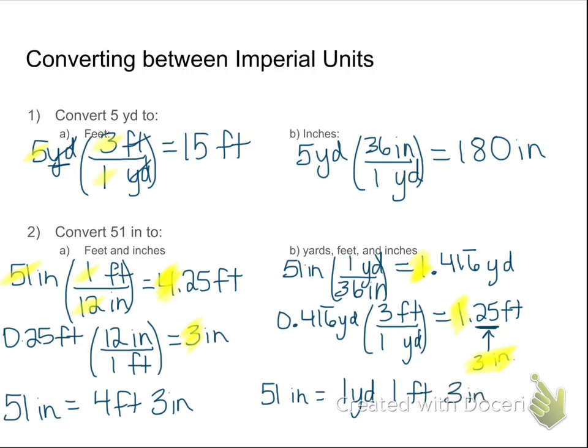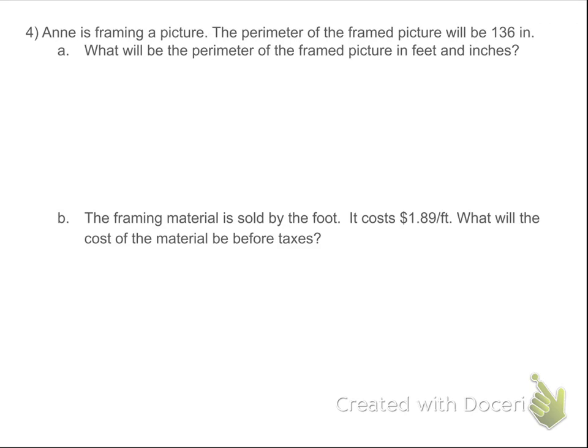All right, let's go on to the next example. We're going to look at question 4 in your notes. So, Anne is framing a picture. The perimeter of the picture is 136 inches. What is the perimeter in feet and inches? Well, this is the exact same kind of question we did. We want to take a measurement that is just in inches and change it to feet and inches.